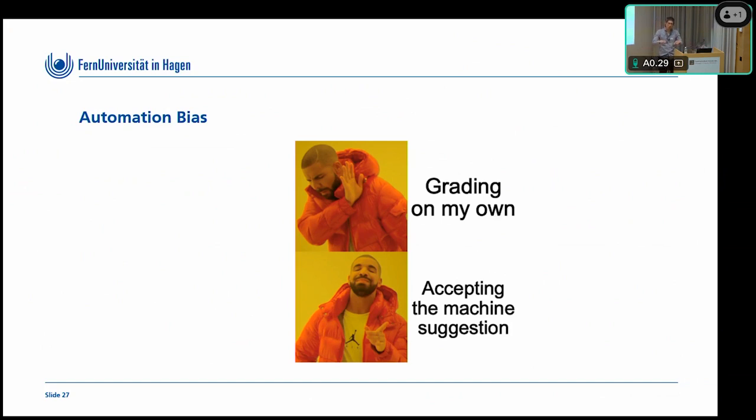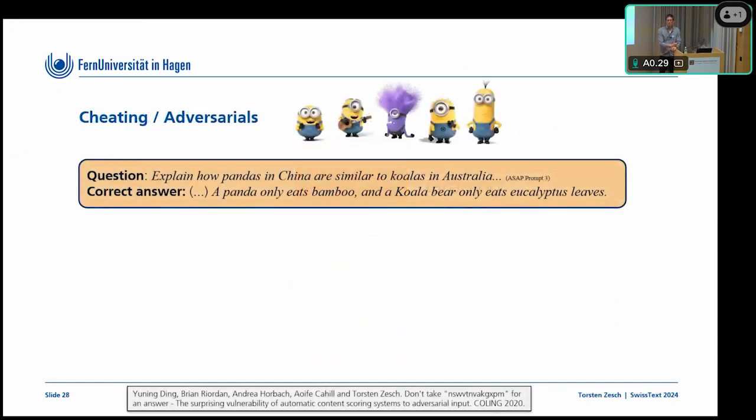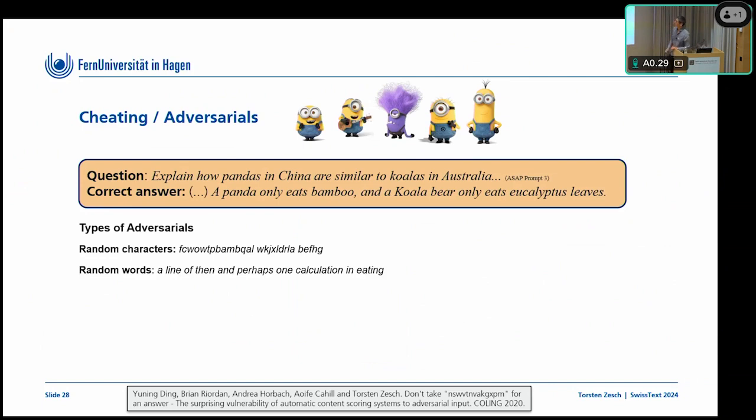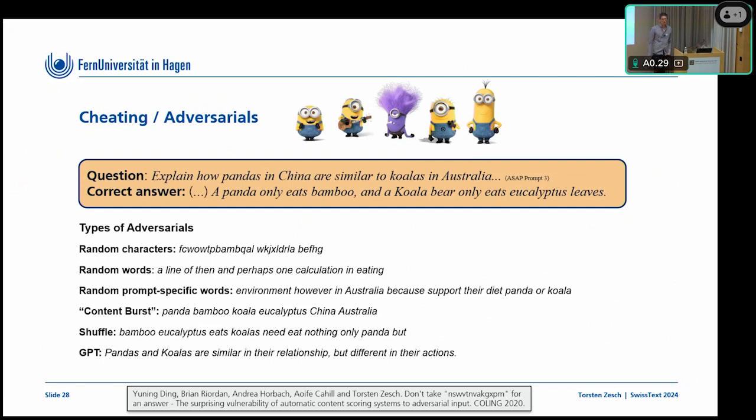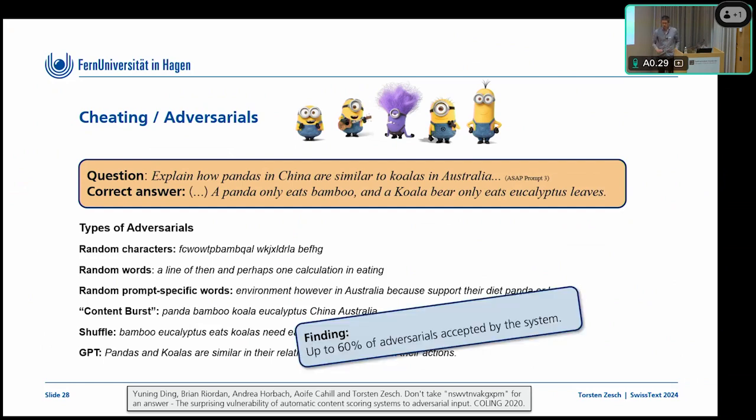If we have the system, how can we make it happen? Another problem is, if we introduce an automated system, we invite people to cheat and to be adversarial. This is a different type of question and answer, and here we tested a different range of adversaries, like random characters. Probably students will not do this, but it's interesting. You can see here in the title of the paper what a classifier sometimes accepts as correct. And we tested some more random words, like writing all the content words that you can come up with, shuffling the answer, and also GPT-generated answers. And across the board, up to 60% of the answers get accepted.